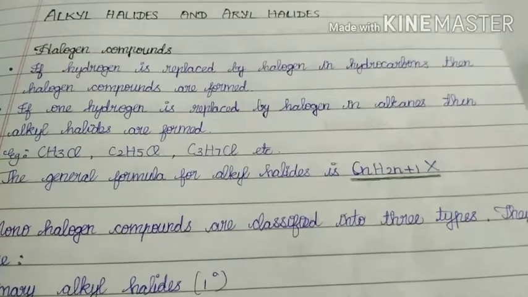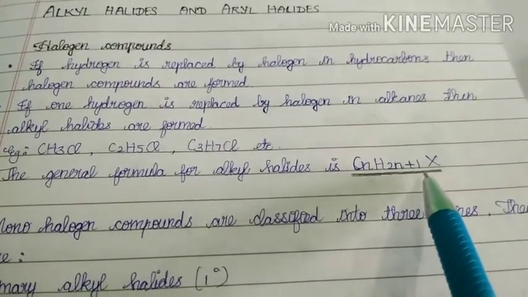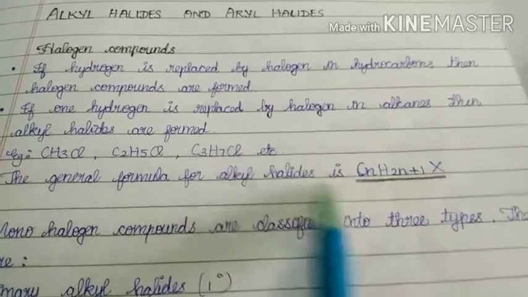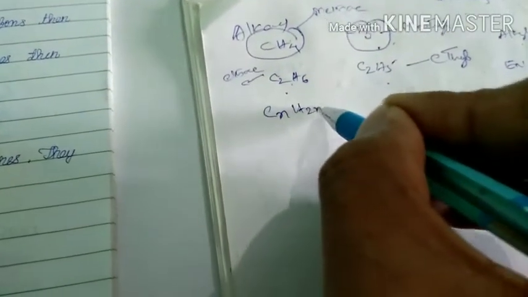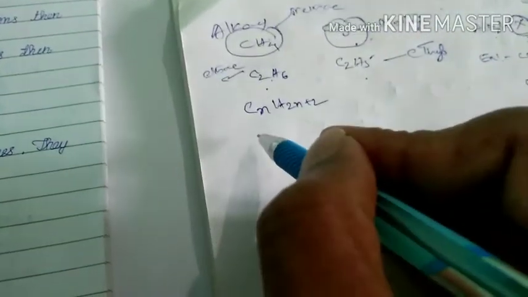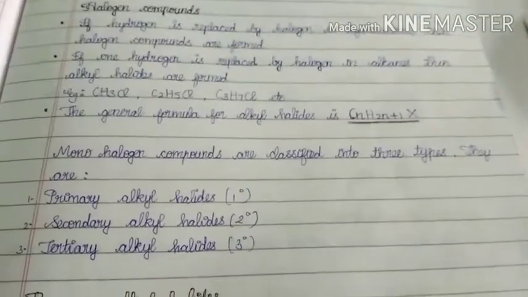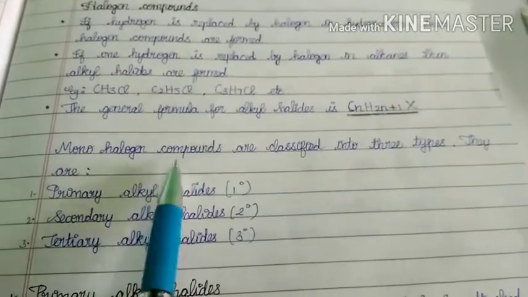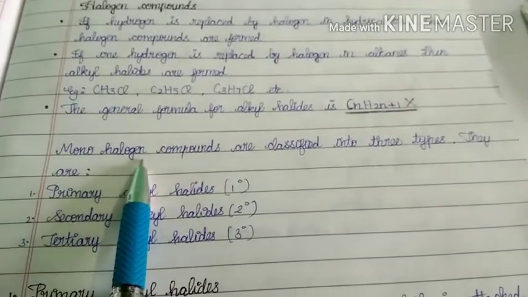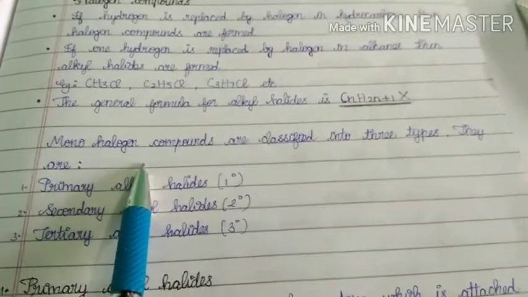Here one more important point is the general formula for alkyl halides. The general formula for alkyl halides is CnH2n+1X, because these are formed from alkanes. We know the general formula for alkanes is what? CnH2n+2. But here we have to remove one hydrogen, so it becomes CnH2n+1X. So this is the general formula for alkyl halides. Next, monohalogen compounds. Monohalogen means the compound contains only one halogen.